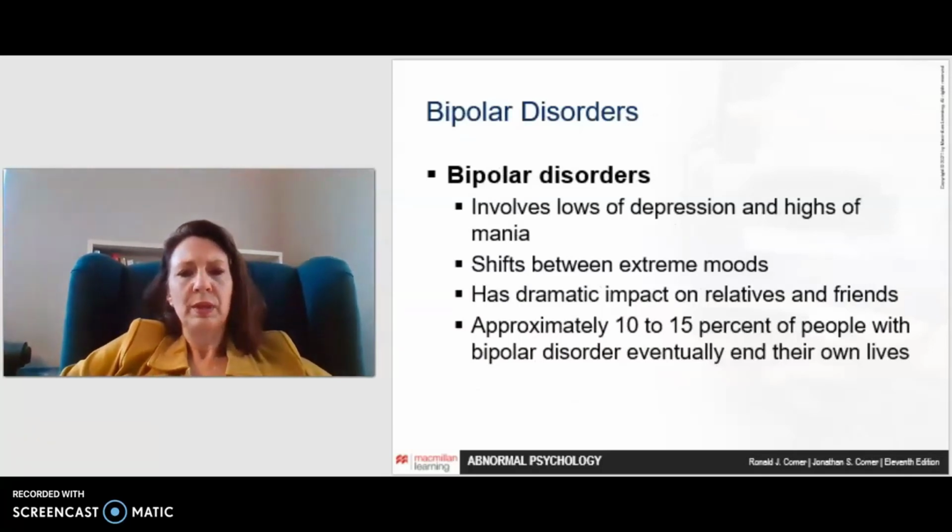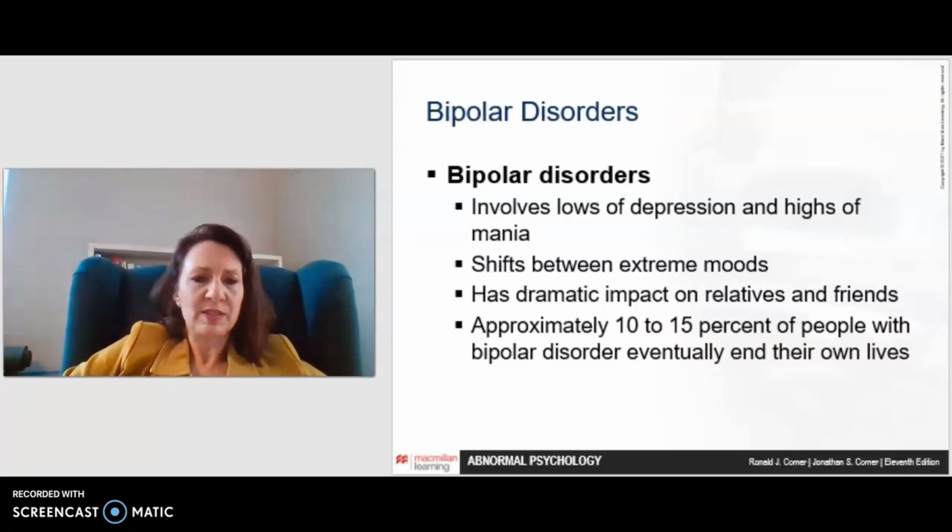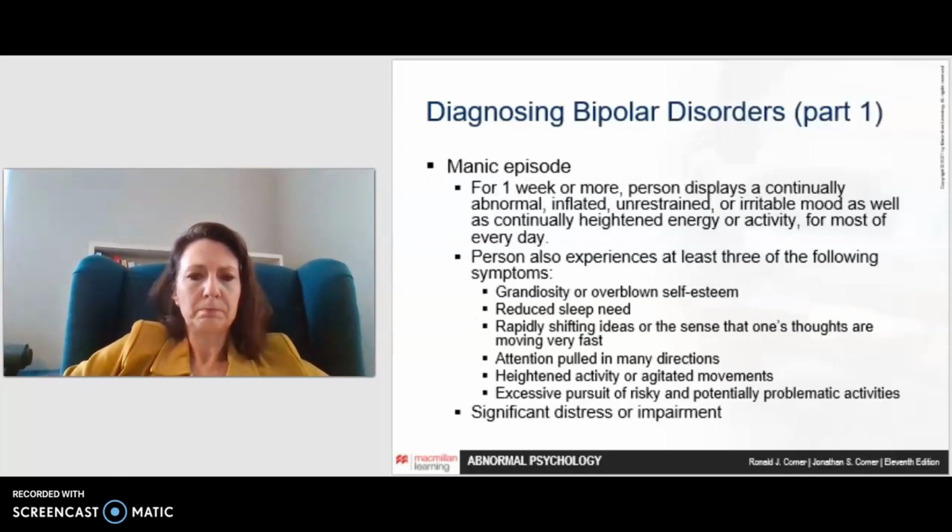Bipolar disorders involve lows of depression as well as highs of mania. There are huge shifts between very extreme moods, and it has a dramatic impact on relatives and friends of people who suffer from these disorders. Approximately 10 to 15% of people with bipolar disorder eventually die by suicide.